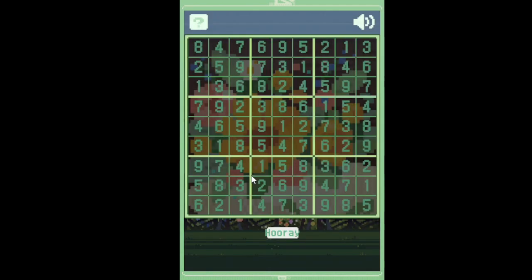And that's how you solve Sudoku. Sometimes it will take time for you to switch around. It could be somewhat confusing, but with a little bit more practice, you can get used to it.